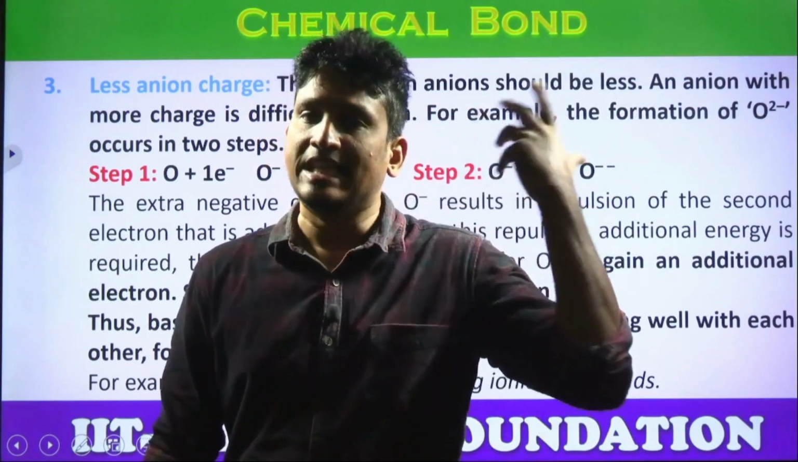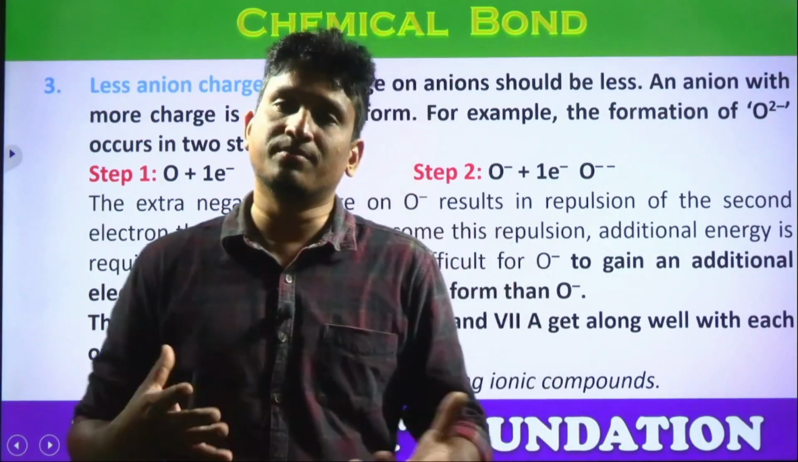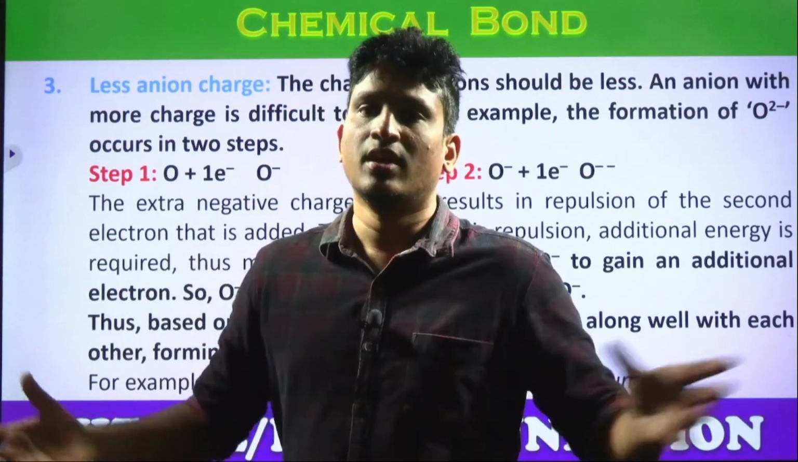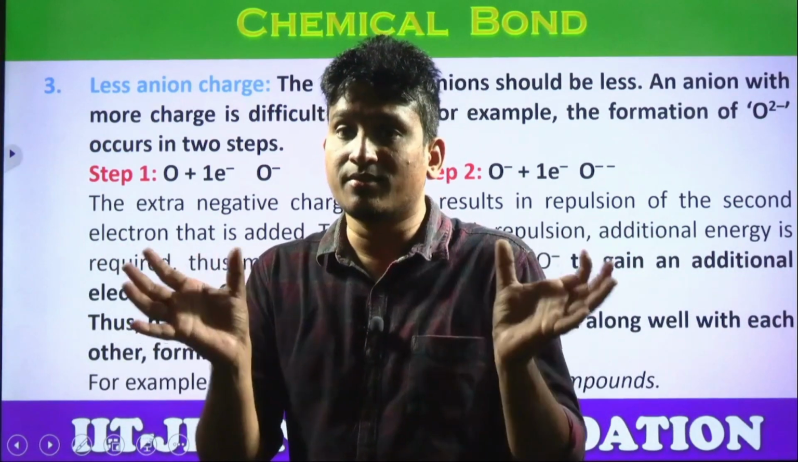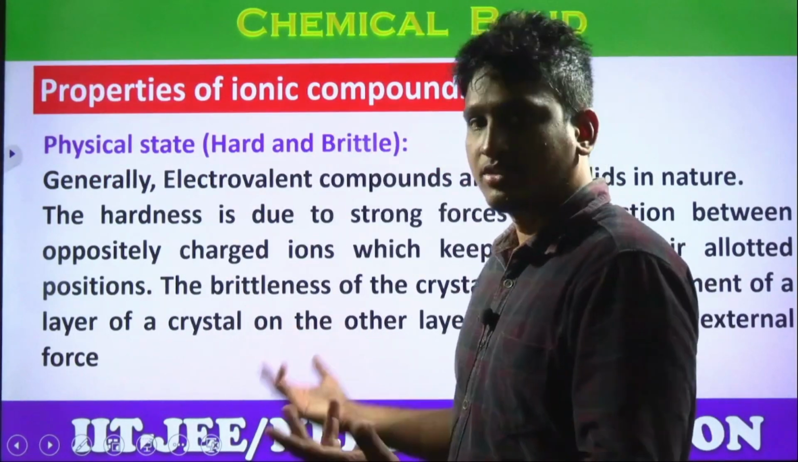Because these highly reactive metals are electropositive in nature. They form cations. Highly electronegative elements are highly anionic in nature, and the opposite attractions are also very strong. Yes or no? That's why they can form strong ionic compounds.